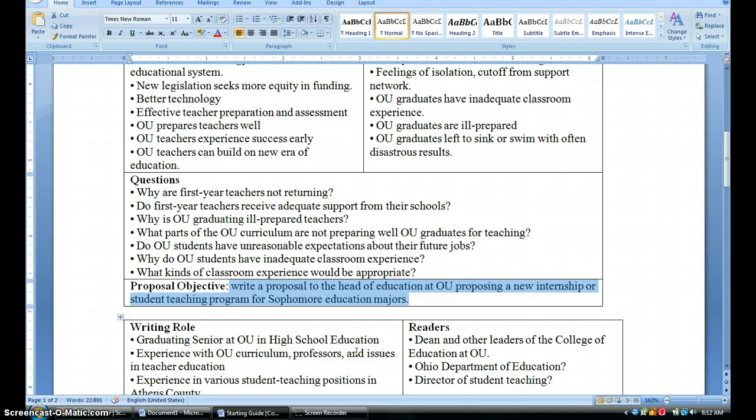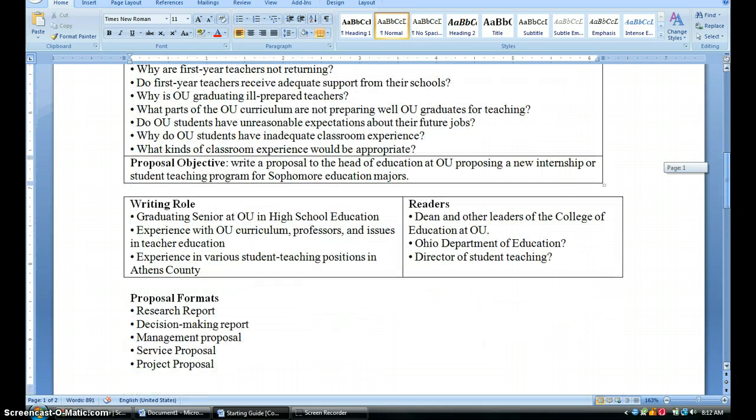Now, I was a little bit worried about his writing role based on his proposal objective because it's a pretty big proposal that he's thinking about. But then I realized that his father was very high up in the education area in the county, and that his whole family was involved in it. So he had a lot of experience, a lot of resources. So let's look at his writing role.